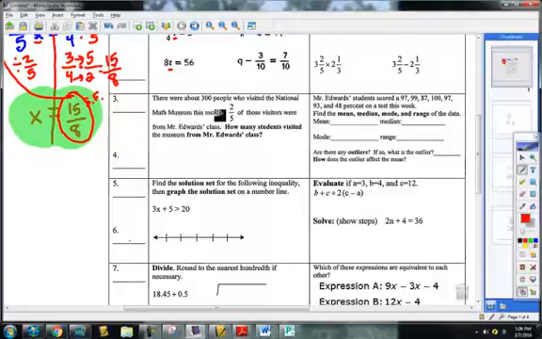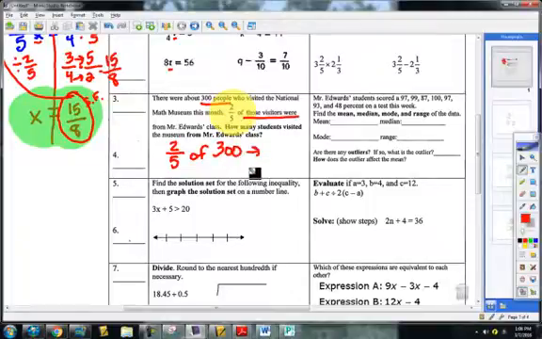Okay, here we go. There were about 300 people who visited the National Math Museum this month. 2/5 of those visitors were from Mr. Edwards' class. How many students visited the museum from Mr. Edwards' class? There are a lot of different ways you can do it, but the real key that I look at is whenever I see 2/5 of, and then of those visitors, wouldn't that be 2/5 of 300? So just think about that. What does of mean?